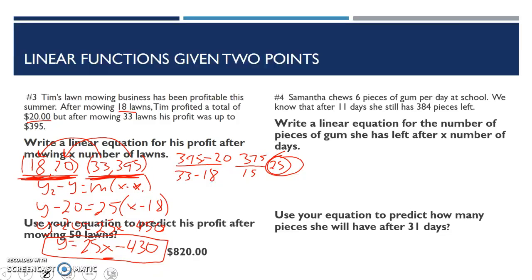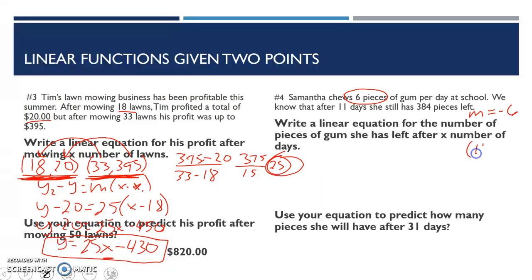It says Samantha chews 6 pieces of gum per day at school. We know that after 11 days she still has 384 pieces left. So she must have a whole backpack full of gum. I'm not sure. It says write a linear equation for the number of pieces of gum she has left after x number of days. Well, we already know that she chews 6 pieces a day. That's your slope. And it's going to be negative because that means 6 pieces are gone every day. So her slope, which is m, is negative 6.